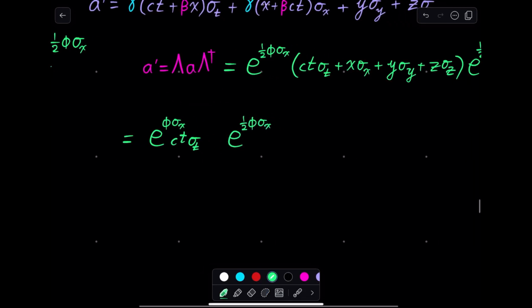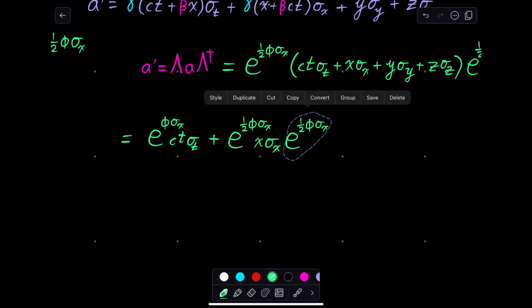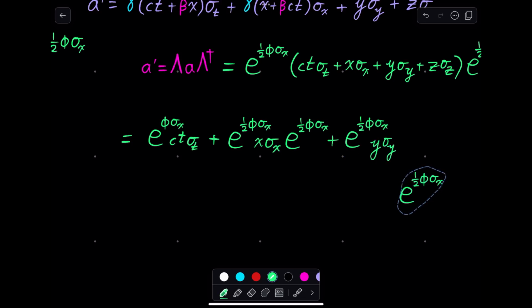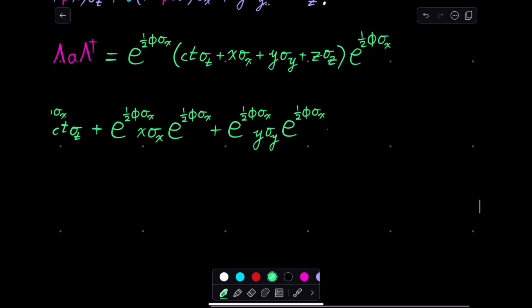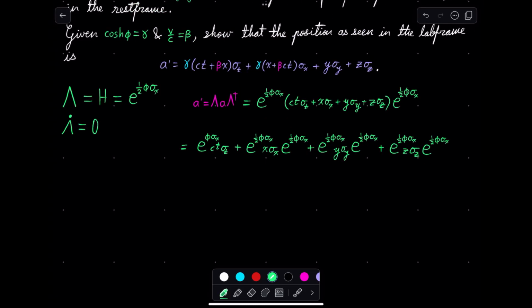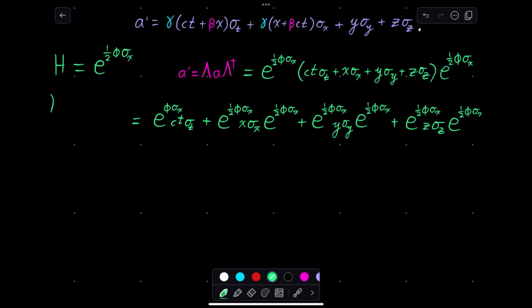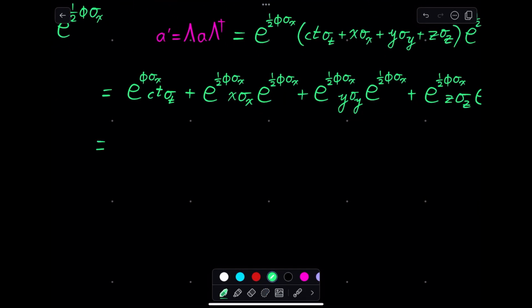Now we can distribute this over to x sigma x, have it in here again, plus the same thing, y sigma y, plus this z sigma z. So this right here is the equation. Now we can simplify this even further.